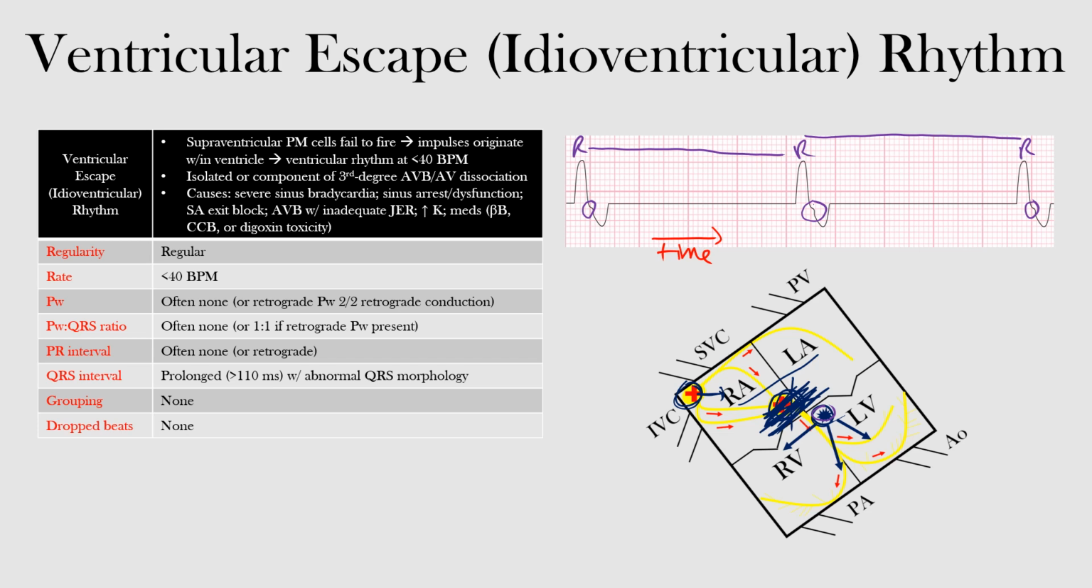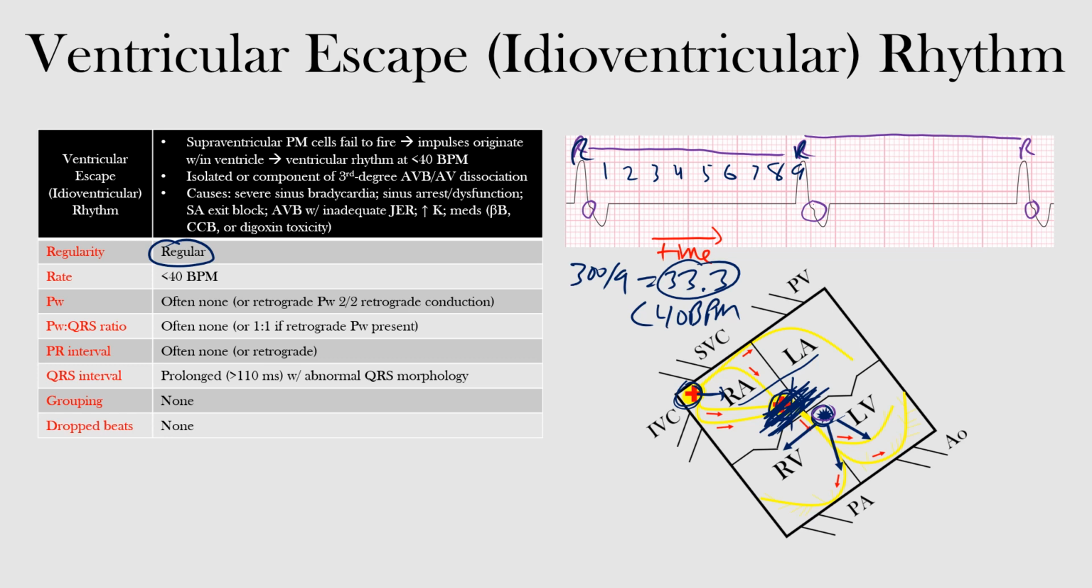So how would we find a rate? Well, we're dealing with a regular rhythm, and because it's regular, we can count the number of thick lines, or thick boxes, the bigger boxes, between each R wave, okay? So we'll go from this R wave to this one. So it would be 1, 2, 3, 4, 5, 6, 7, 8, 9, and then we do 300 divided by 9, which is about 33.3, okay? And obviously that's less than our 40 beats per minute. So we have a regular rhythm with wide complexes occurring at a rate of about 33 beats per minute, okay? And that sets us up for this idioventricular rhythm, okay?